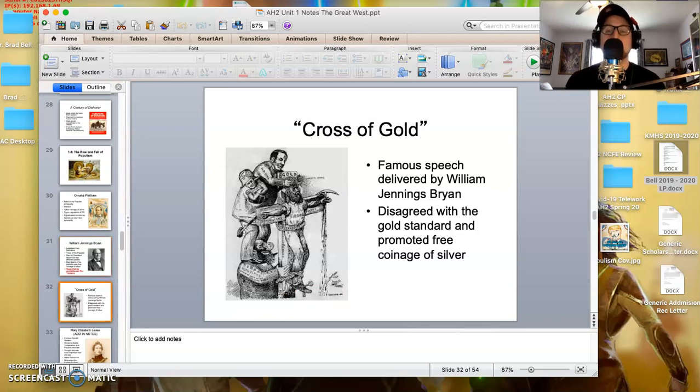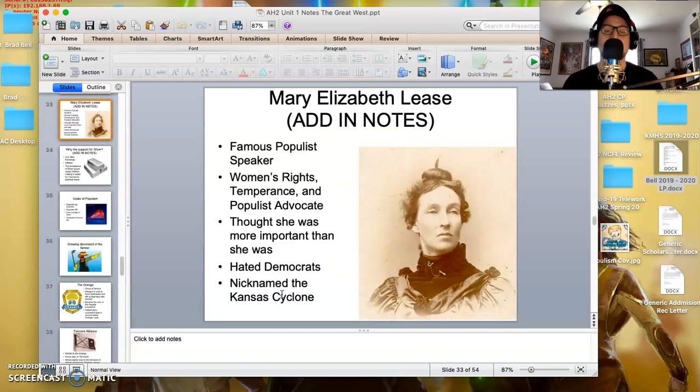Cross of Gold. He gave this speech at the 1896 Democratic National Convention, accepting the party's nomination for president. He said, if America continues to put the rich first, it will crucify itself. That most of America is powered not by the wealthy, not by the poor, but most Americans are middle class. Now, that's a wide range. There's upper and lower middle class, but still middle class.